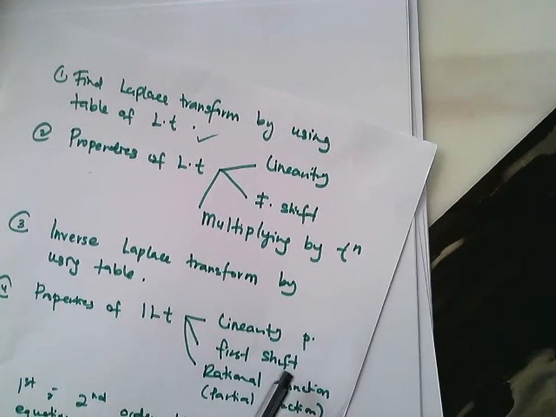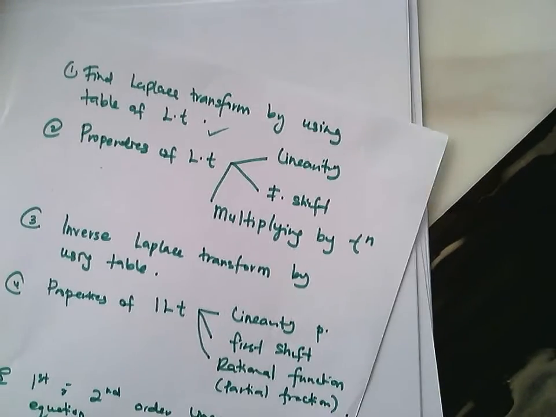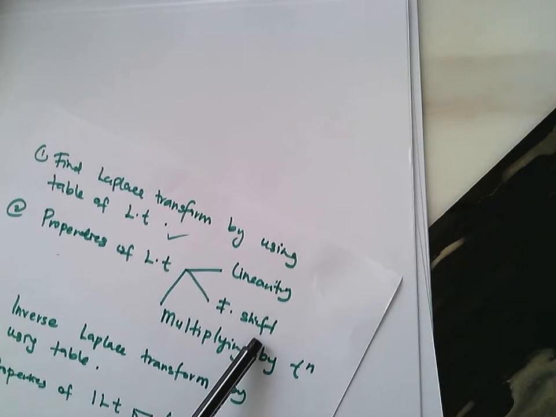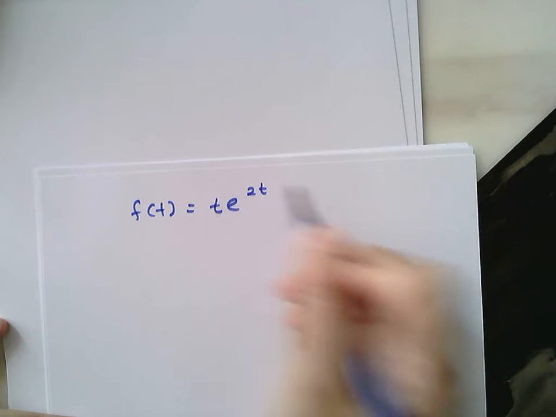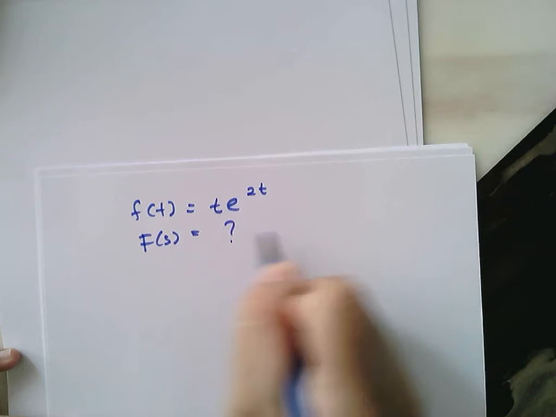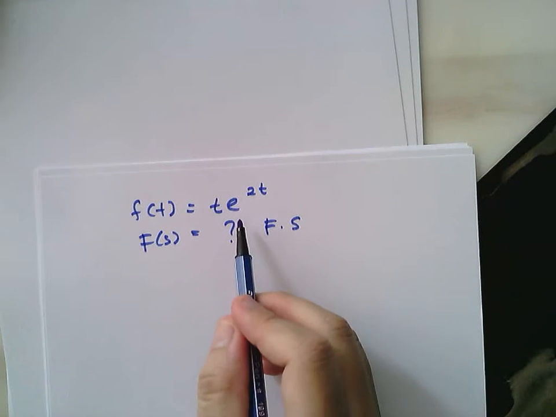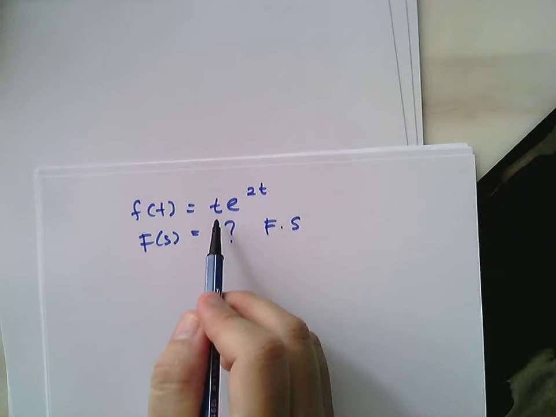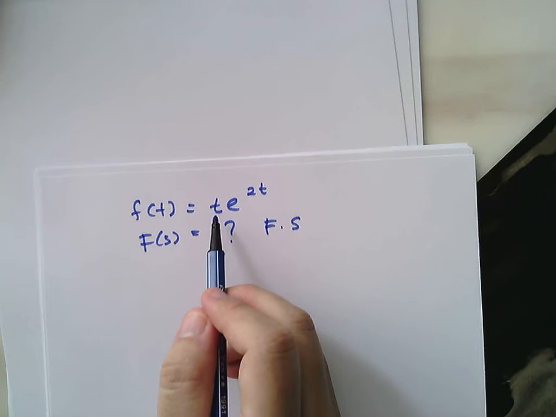Before we proceed with the first shift of inverse Laplace transform, let us first recall the first shift of Laplace transform. Let's consider f(t) equals t e^(2t). You know that to get your F(s), you need to use the first shift property. Why? Because one of the functions is an exponential function, and the other function can be any function. In this case your f(t) is equal to t.